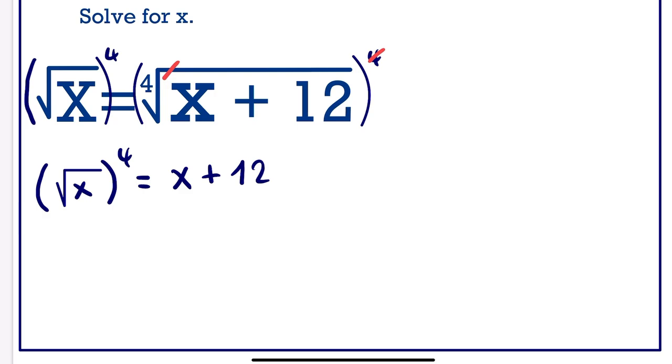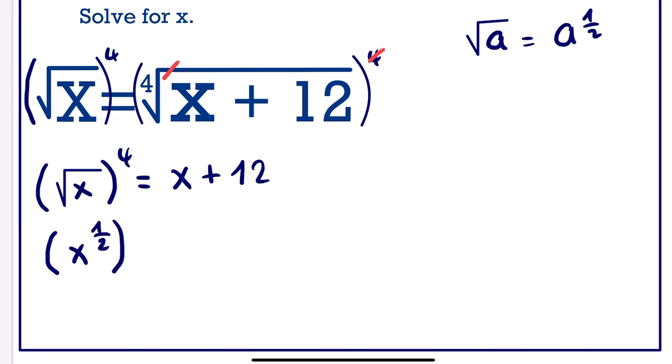We all know that the square root of a is the same as a to the power half. So we are going to change this to x to the power half, all to the power 4, should be equal to x plus 12.